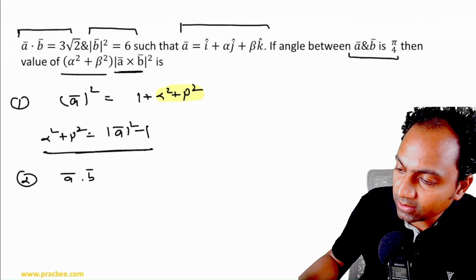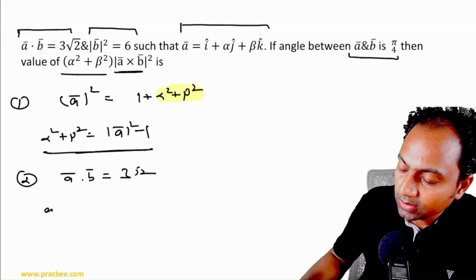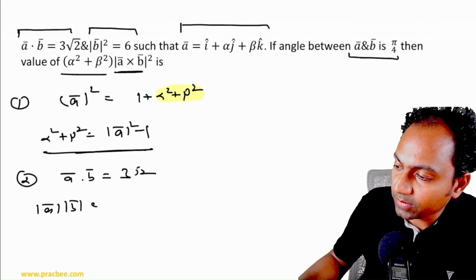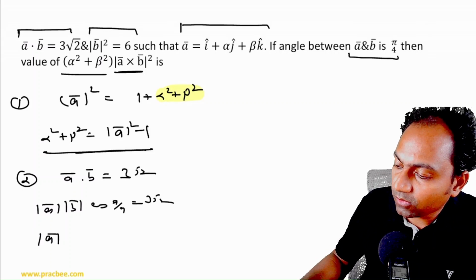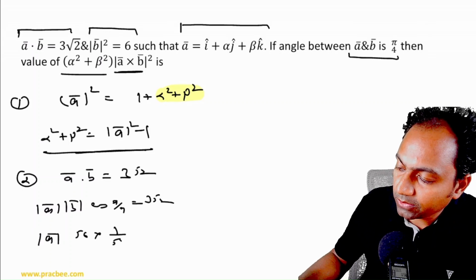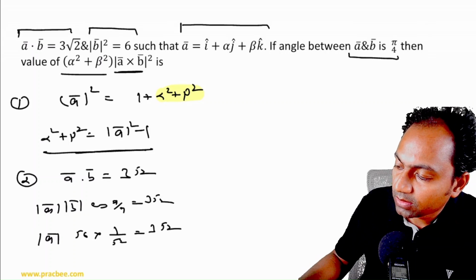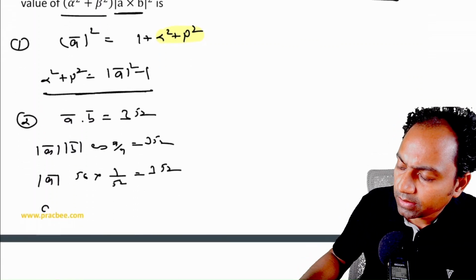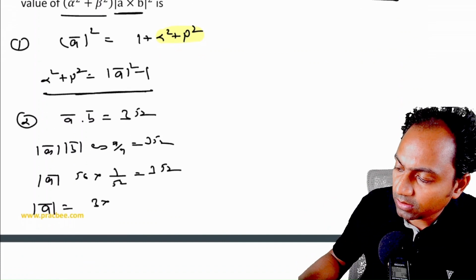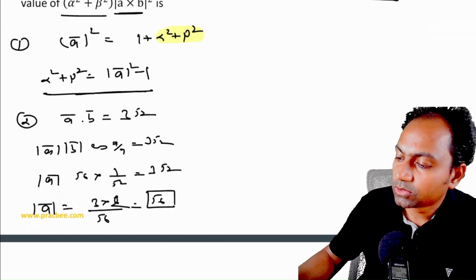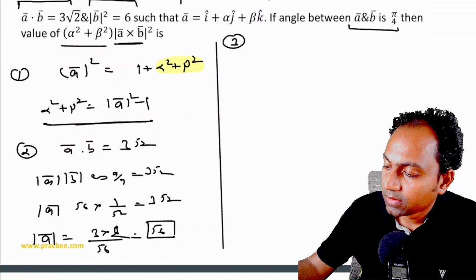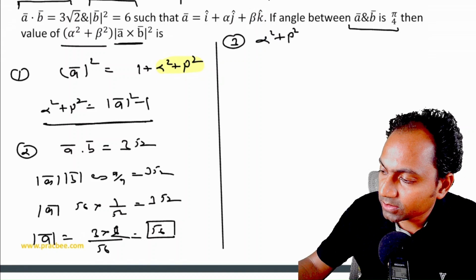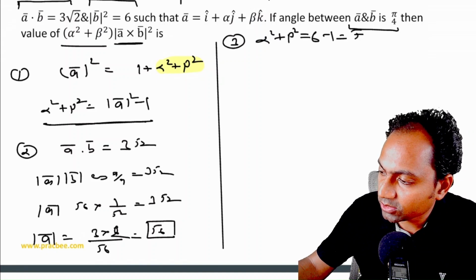See, if I write this a vector dot b vector is equal to 3 root 2. This will be mod of a, mod of b, cos of the angle between them, that is given as pi by 4, is 3 root 2. Now this part is fine. Mod of b they have already given us, root 6. This becomes 1 by root 2. This is nothing but 3 root 2. Now we can see that if I find the mod of a, it is nothing but 3 into 2 by root 3 into 2. So this becomes root 6 again. So we have got the value of a also. Now in the third part, if I want the value of alpha square plus beta square, now I can get it because this is nothing but 6 minus 1, that becomes 5.